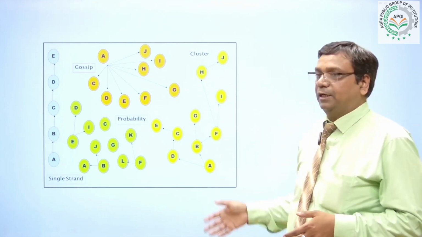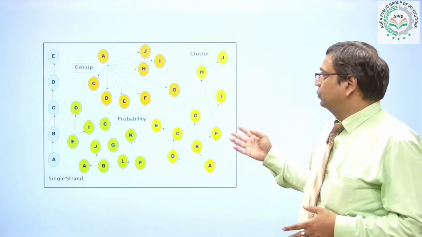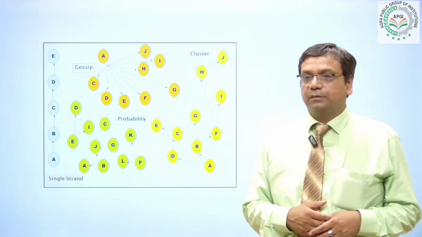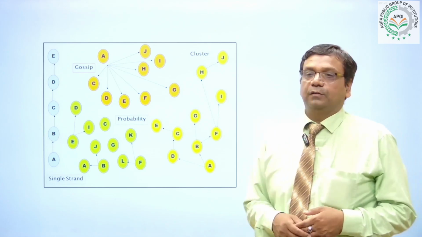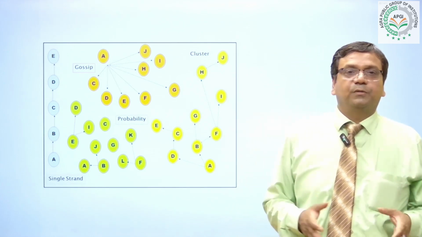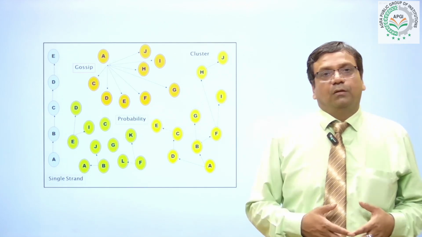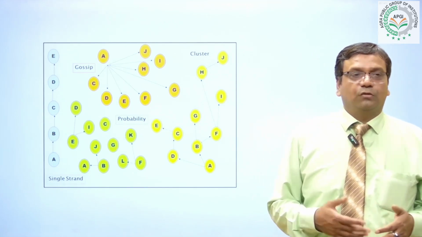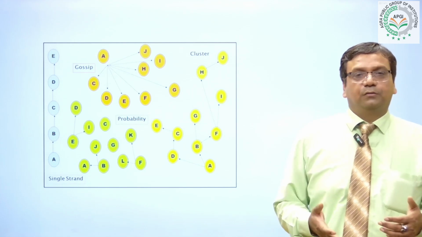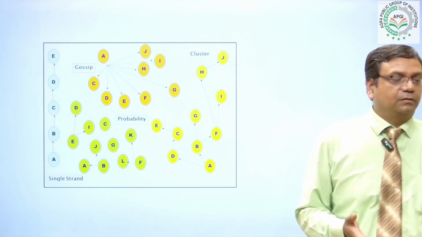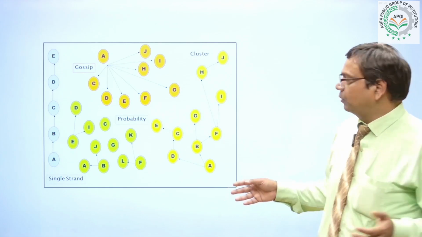Now there is cluster type communication, where groups of two or three persons are discussing something. And there is probability communication, which is a random communication, when you are moving somewhere or suddenly one person comes to you and you start talking to him. You have not planned to say something, but randomly you have said something. That is called probability communication.